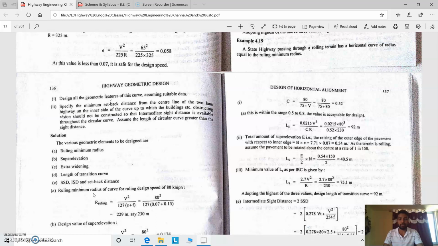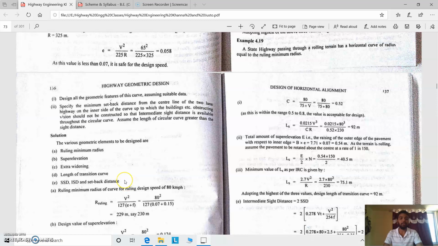So let us discuss a problem which requires designing all geometric properties of a highway in a single problem. The problem is: a straight highway passing through a rolling terrain has a horizontal curve of radius equal to the rolling minimum radius. The data will not be given here. Here let us see, a straight highway passing through a rolling terrain has a horizontal curve of radius equal to the rolling minimum radius.